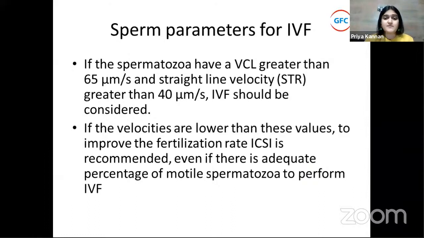If you're doing CASA, this is something you can look for. If the spermatozoa has a VCL greater than 65 micrometers per second and the straight line velocity is greater than 40 micrometers per second, IVF should be considered. For velocities lower than these values, to improve the fertilization rate, ICSI is the only recommended method to use for such samples.